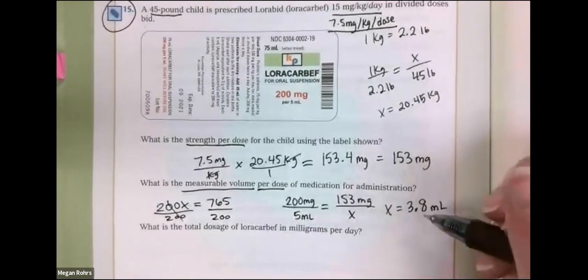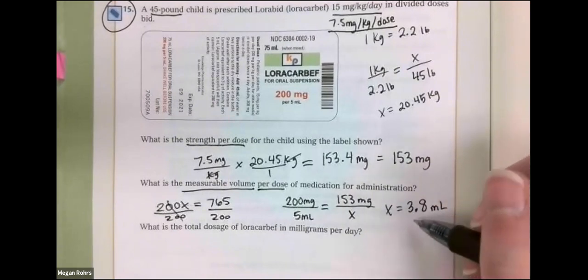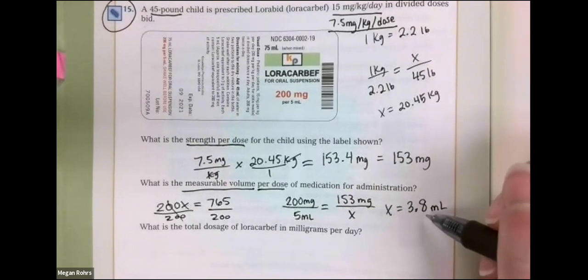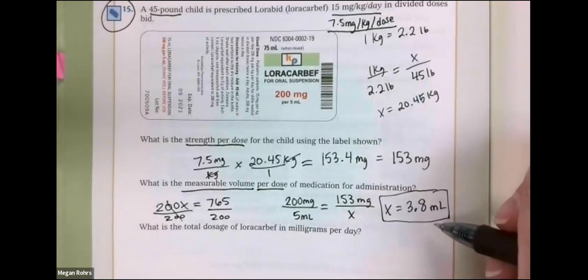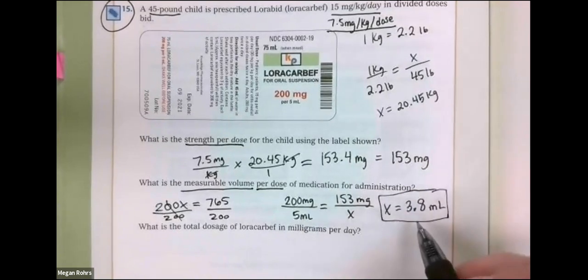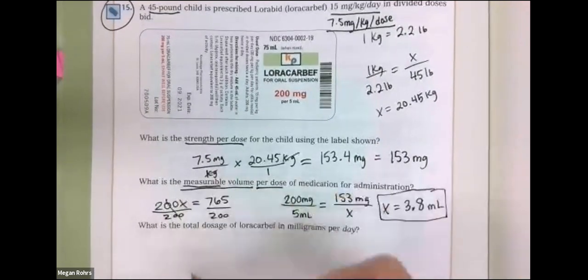So if you look at your 5 ml syringe, which we'll take a look at in class this week, we can actually measure to the nearest tenth with a 5 ml syringe. So that would be my measurable dose. When I entered this in my calculator, it came out to 3.825. Well, rounding to the nearest tenth would be my measurable dose.